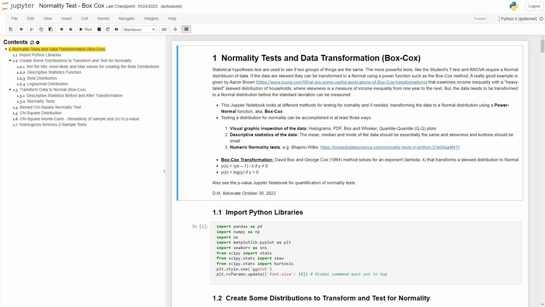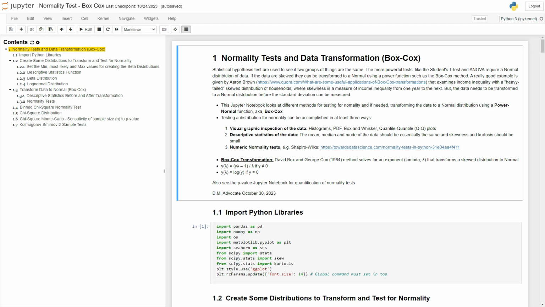The first way is the visual graphic inspection of the data. Do histograms and PDFs have a symmetrical bell shape? A box and whisker plot can also be looked at, but it mainly shows symmetry. And then a more powerful method is the quantile plots, which look for linearity of the data against z-scores of the observed data and a standard normal theoretical distribution.